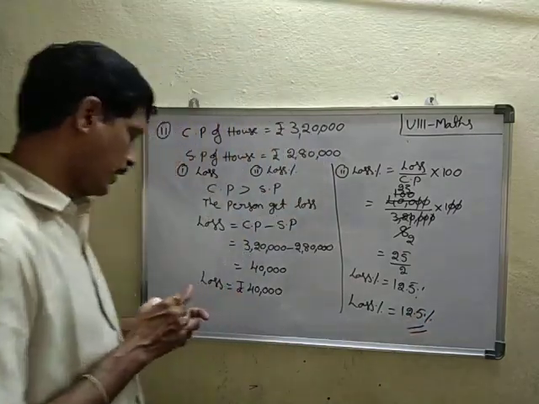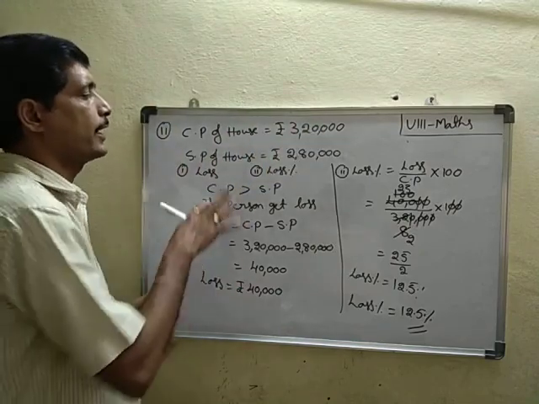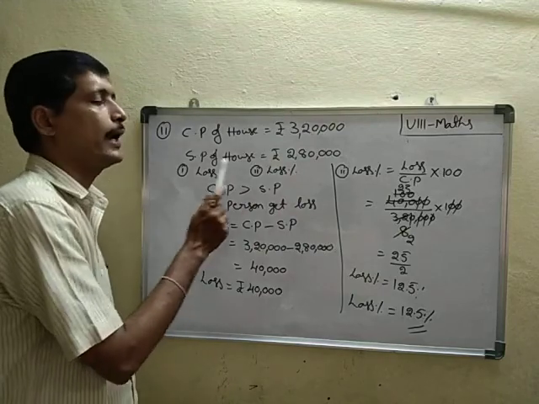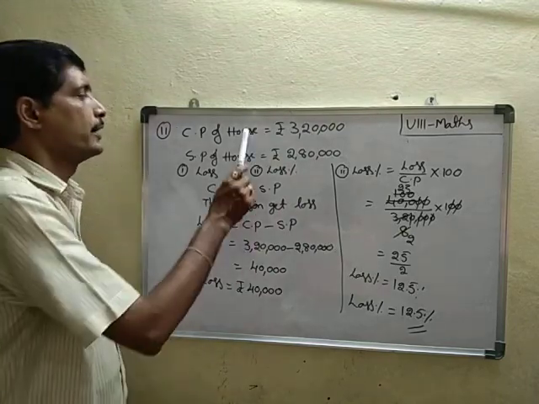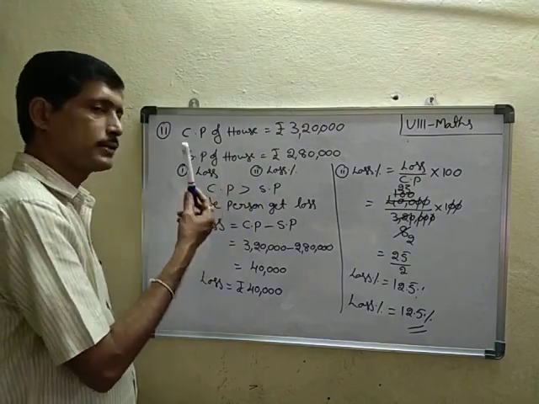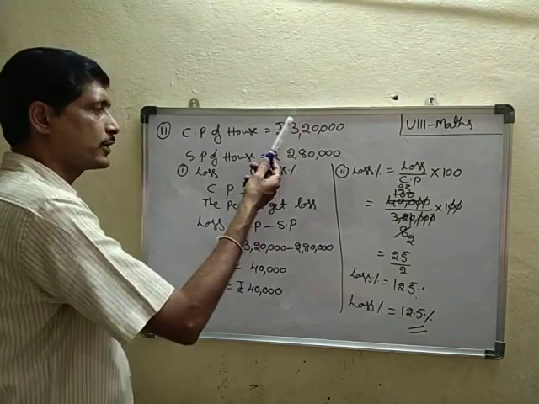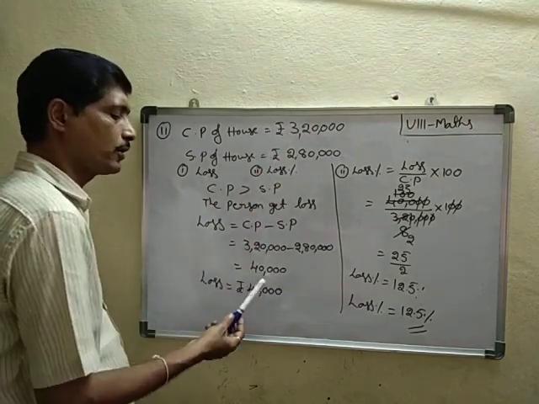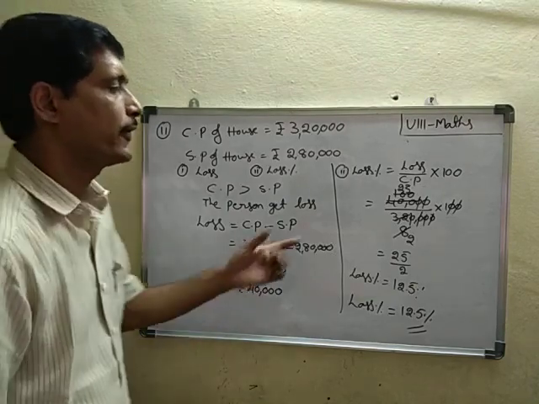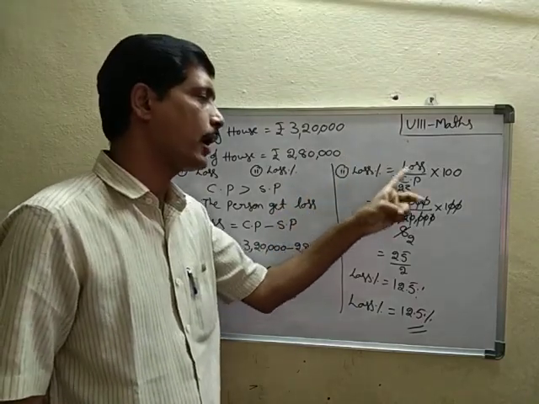Here, one more time. The cost price of the house is 3,20,000 rupees, and the selling price of the house is 2,80,000 rupees. Find the loss and loss percentage. Here CP is greater than SP. Therefore the person gets a loss. Loss equals CP minus SP, 3,20,000 minus 2,80,000, that equals 40,000 rupees. You are asking for the loss percentage. Loss percentage equals loss by CP into 100.